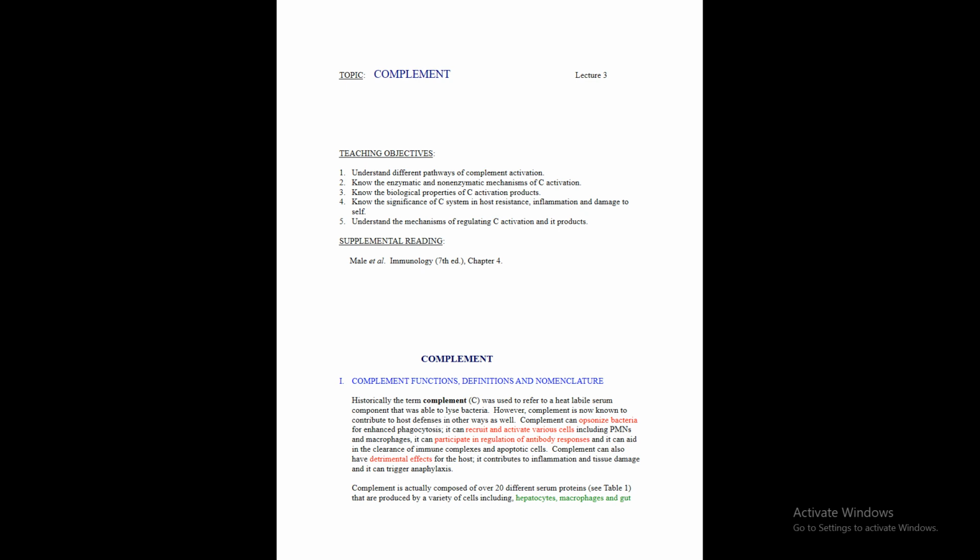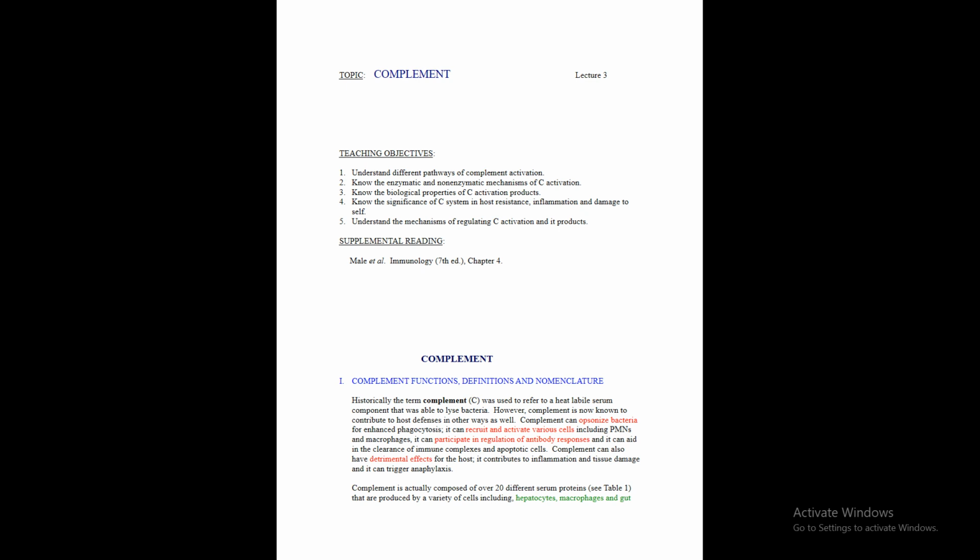Now we'll talk about the third structure, which includes the complement system. What is the objective of complement? Understanding the teaching objective of complement system. First, to understand different pathways of complement activation, to know the enzymatic and non-enzymatic mechanism of complement activation, to know the biological properties of complement activation, to know the significance of complement system in host resistance, inflammation, and damage to itself, to understand the mechanisms of regulating complement activation and its product.